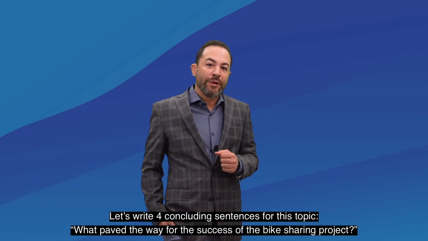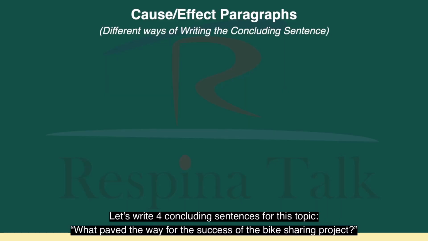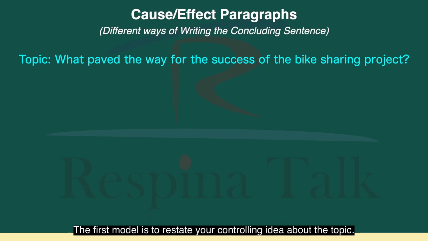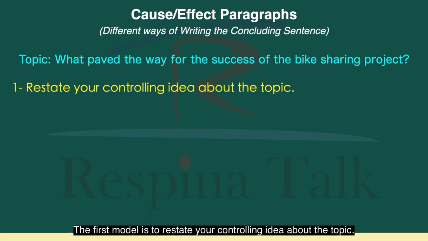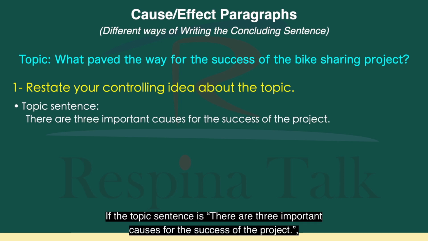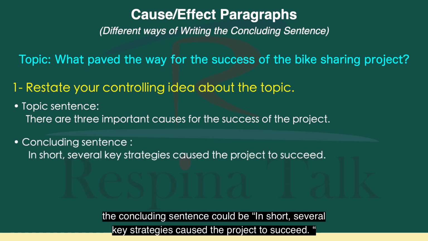Let's write 4 concluding sentences for this topic. What paved the way for the success of the bike sharing project? This first model is to restate your controlling idea about the topic. If the topic sentence is, there are 3 important causes for the success of the project, the concluding sentence could be, in short, several key strategies caused the project to succeed.